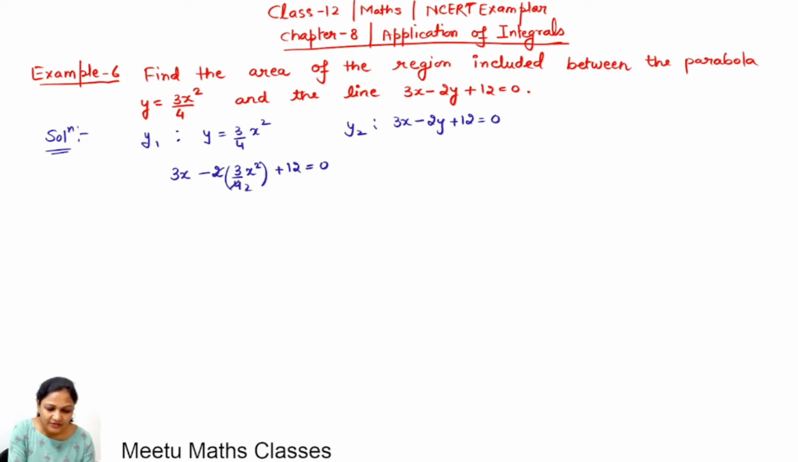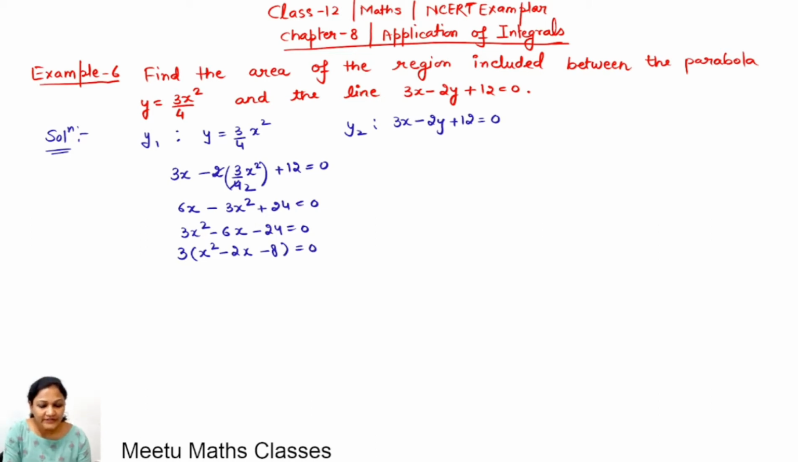So this will give you 6x minus 3x square plus 24 equals 0, or we can write it as 3x square minus 6x minus 24 equals 0. We can take 3 common. It will give you x square minus 2x minus 8 equals 0. Now the factors of minus 8 are minus 4 and 2. So x minus 4 and x plus 2 equals 0.